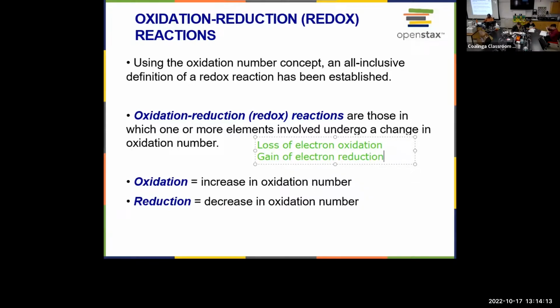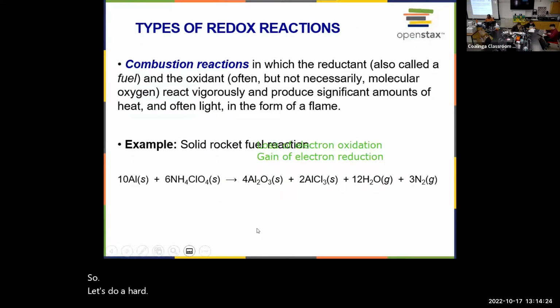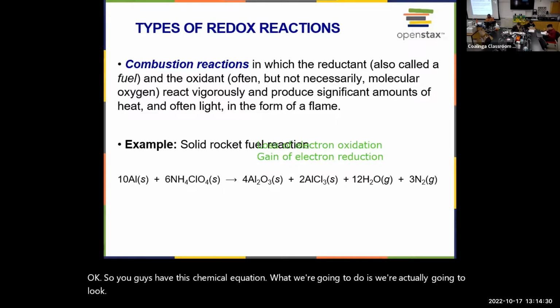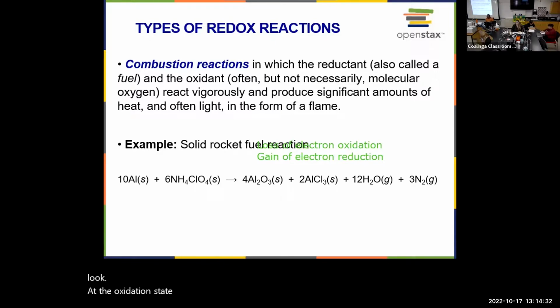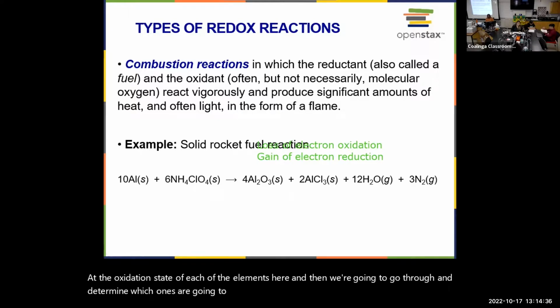Okay. So, okay, so you guys have this chemical equation. What we're going to do is we're actually going to look at the oxidation state of each of the elements here, and then we're going to go through and determine which ones are going to be oxidized and which ones are going to be reduced.